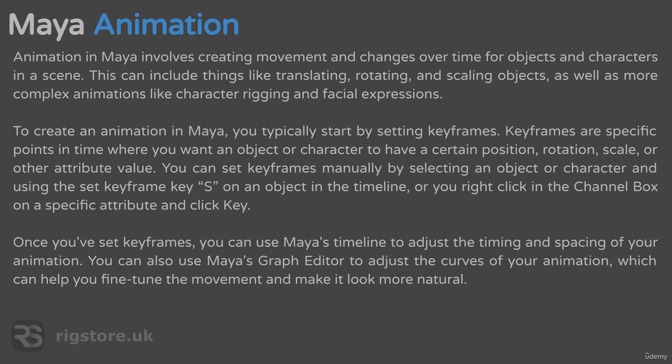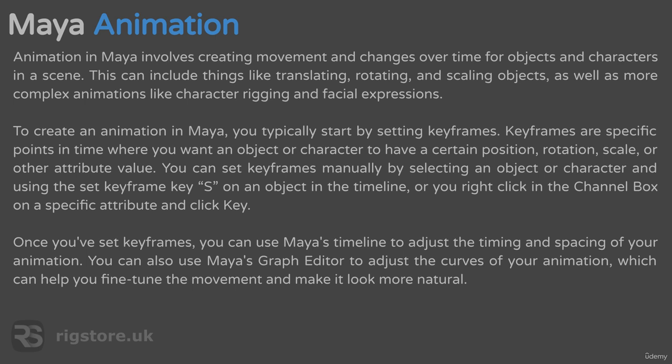To create an animation in Maya, you typically start by setting keyframes, and keyframes are specific points in time where you want an object or a character to have a certain position, rotation, scale, or other attribute value set. You can set keyframes manually or by selecting an object or a character and using the set keyframe key, which is S, on an object in the timeline. Or you can right-click in the channel box on a specific attribute and click Key.